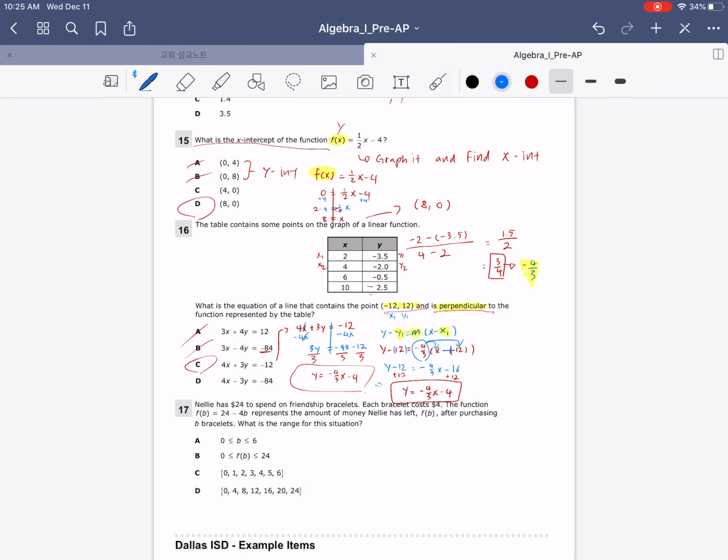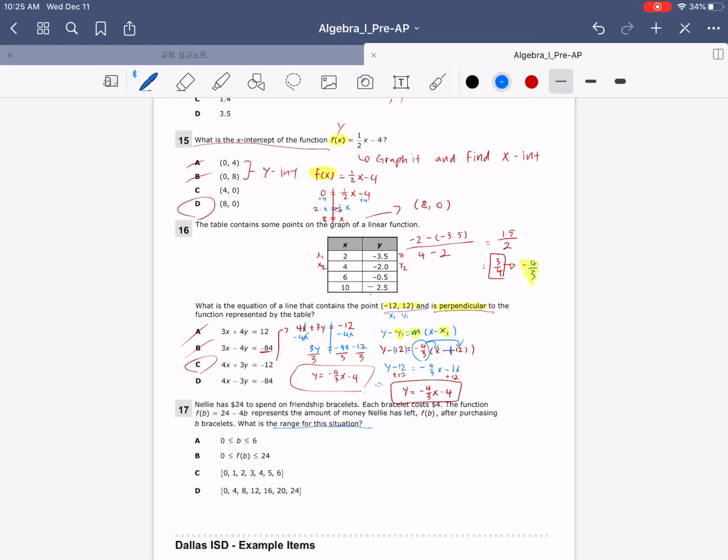Question number 7. I don't even know how to read this name. Nelia? Yeah, Nelia has $24 to spend on friendship bracelets. Each bracelet costs $4. The function f of b equals 24 minus 4b represents the amount of money Nelia has left, f of b, after purchasing b bracelets. What is the range of this situation?